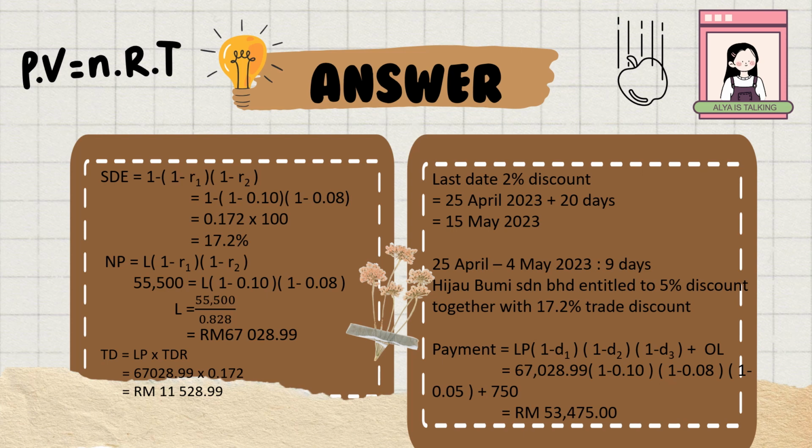So 67,028 ringgit 99 cents times 1 minus 0.10 times 1 minus 0.08 times 1 minus 0.05 plus transportation, which is 750 ringgit. So the answer is 53,000 ringgit and 475 ringgit.